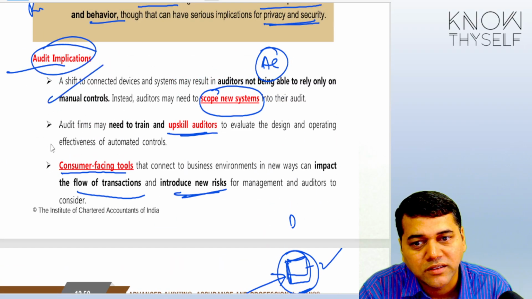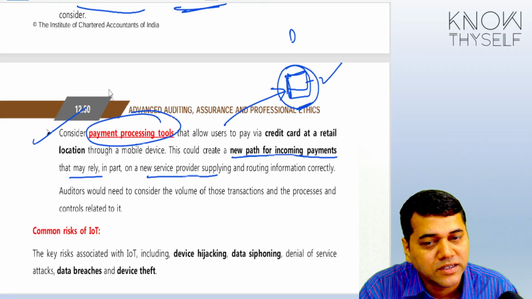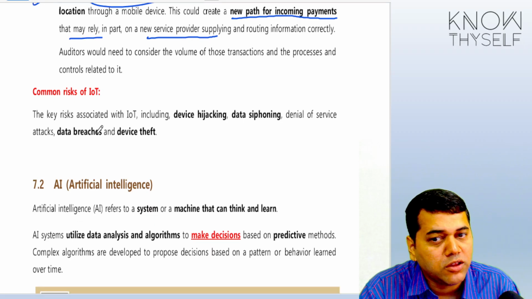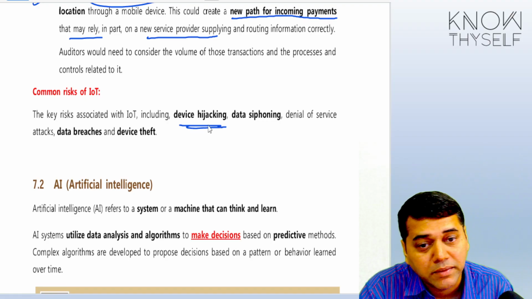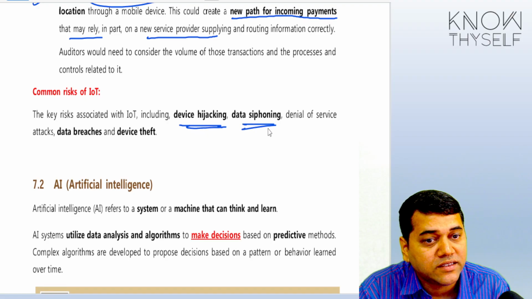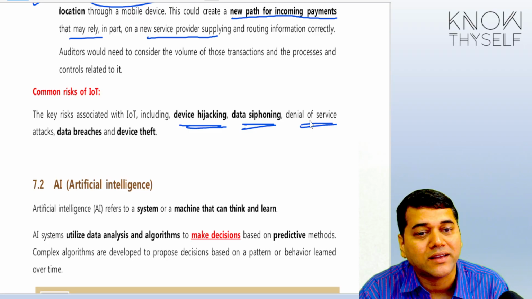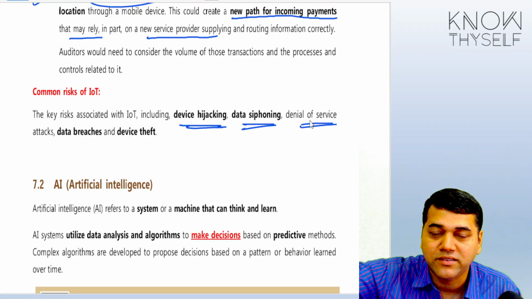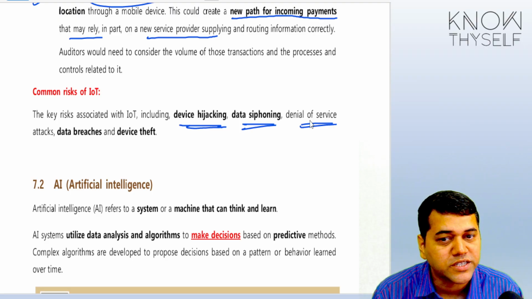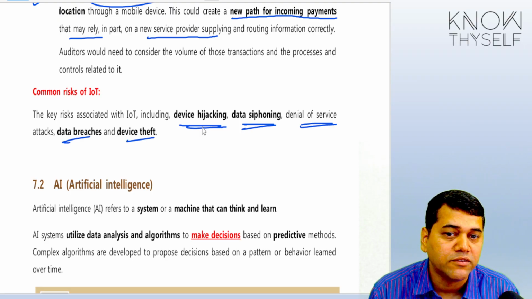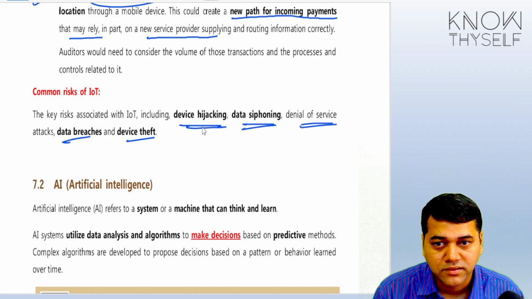You have to add new skills, train the people, check the consumer facing tools, and consider the payment processing tools. And what are the common risks? Data can be hijacked, device hijacking, somebody can steal the device itself, data siphoning, denial of service attack, because so many ACs tomorrow will be trying to access Amazon.com, the fridge is accessing Amazon.com, every fridge in the world is accessing it. Your system is down, data breach and device theft can happen. I hope, students, you can write this simply.